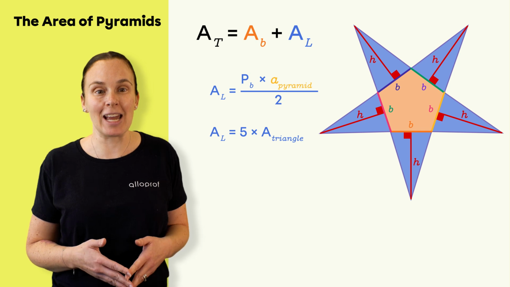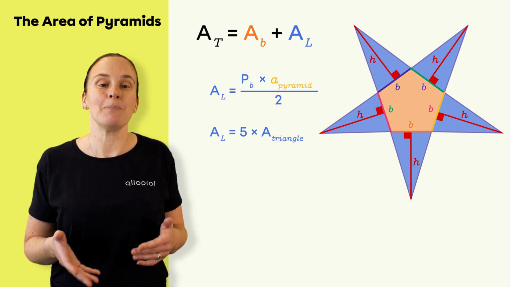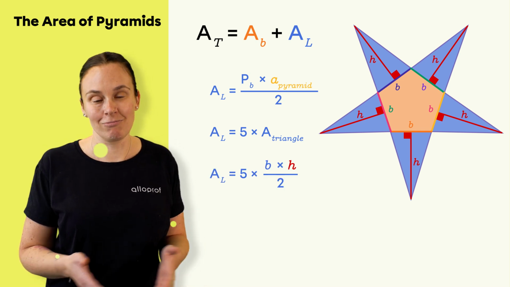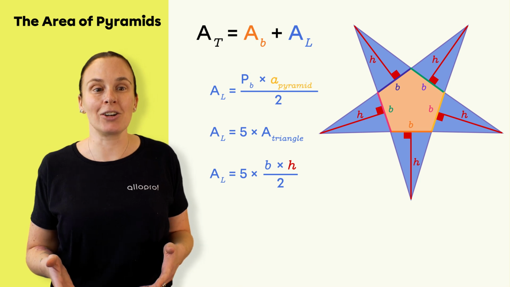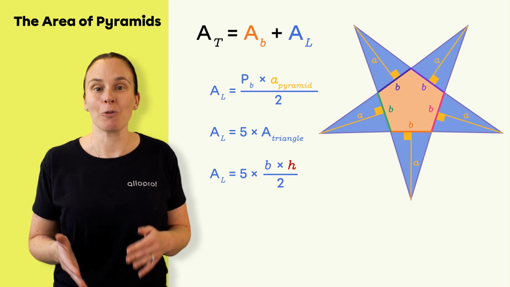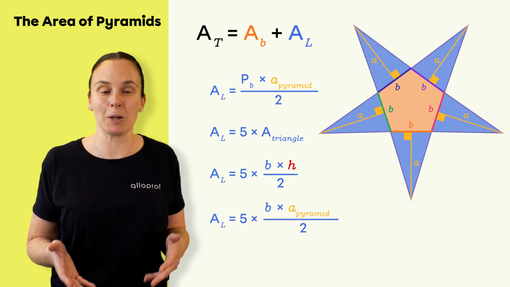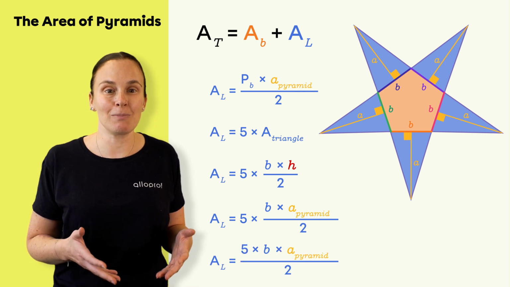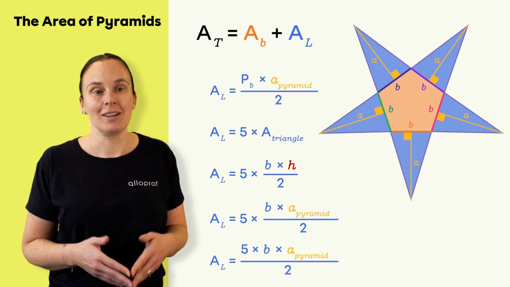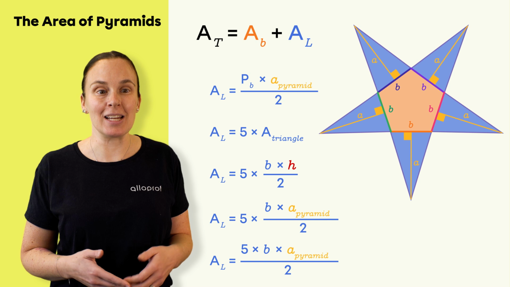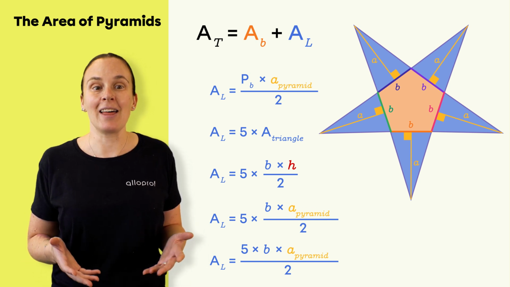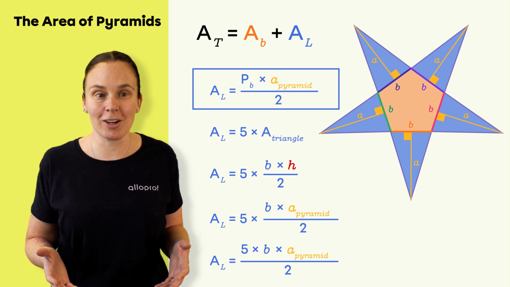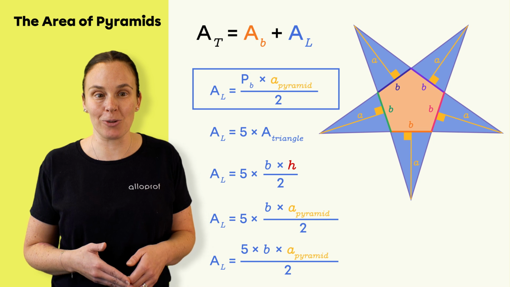Then you can replace the area of a triangle with this formula, base times height divided by 2. Since the height of the triangle is the apothem of the pyramid, replace H with A subscript pyramid. Now you can make one fraction. As you can see, 5 times B is the perimeter of the pentagon. That's why the final formula is the perimeter of the base times the apothem of the pyramid divided by 2.